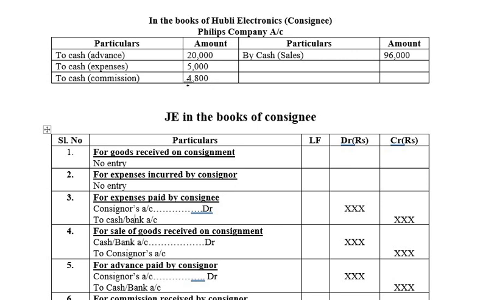4,800. This 4,800 we have already calculated, which is 5% on sales. 5% on sales is on 96,000. If you take 5% you will get 4,800. We have already calculated it above. Okay, so to cash in the bracket commission 4,800.